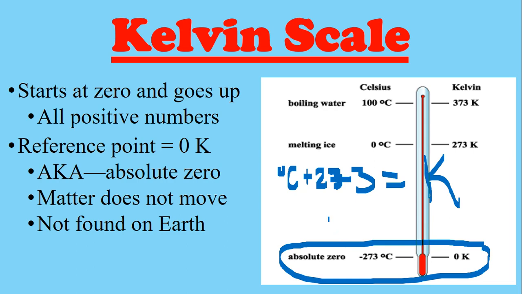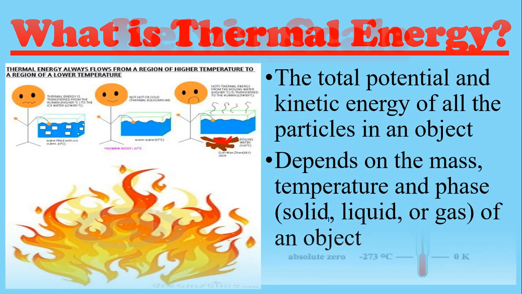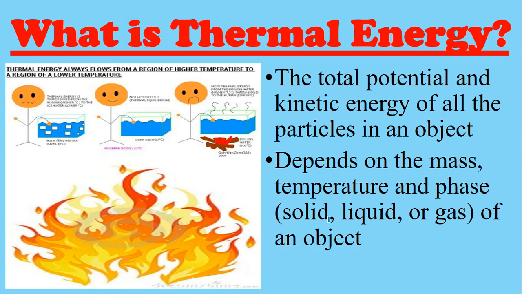We're not going to talk about the conversion between Celsius and Fahrenheit because that is a lot of work. Now, what is thermal energy? It is the total potential and kinetic energy of all the particles in an object. Thermal energy depends on the mass of the object, the temperature, and what phase it's in.